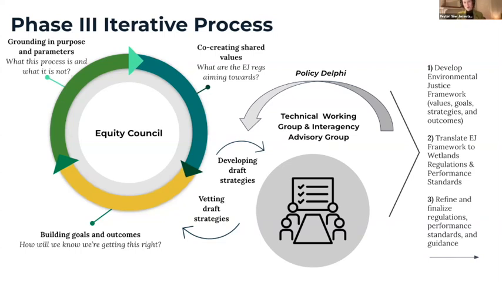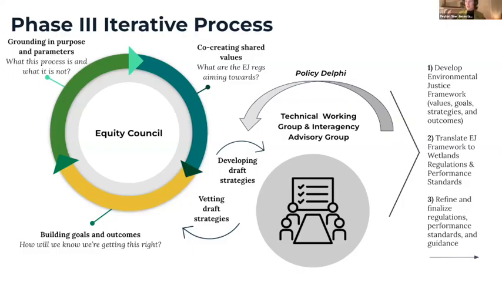Building on those values, holding those at the foundation, we then started to work with the Equity Council to ask, okay, where are we going? What are the goals and outcomes? What does success really look like in the context of environmental justice regulations? So by building out those goals and outcomes, we then had a framework to take to the technical folks and the policy folks and say, all right, so what are potential strategies building on these values, working towards these aims that we could put into these regulations?